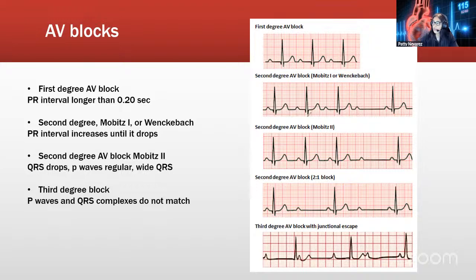piece of information that we have when we're interpreting EKGs. We're going to observe there are P waves, they're upright, and then we're going to look at the PR interval. In this case, we're going to notice right away that the PR interval gets longer and longer. And then the QRS drops. So there's no conduction between the atria and the ventricle. So that's an AV block.